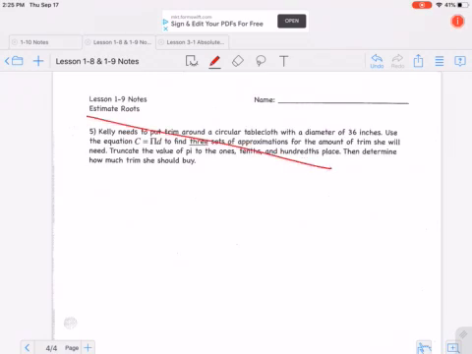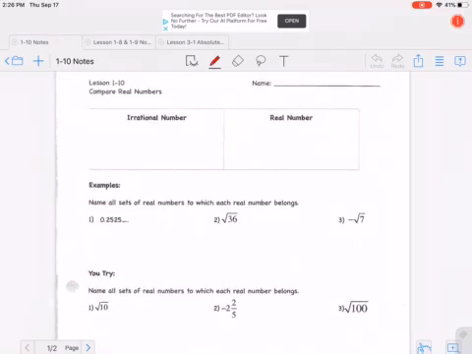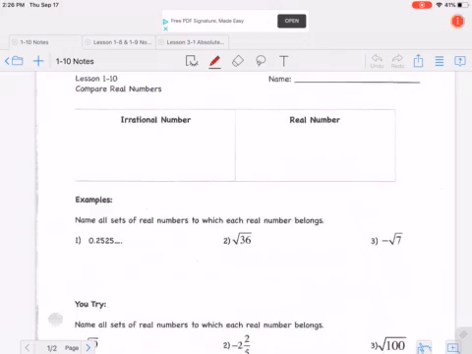And we're actually going to skip this one because I don't think it's necessary for this particular question. Okay, so we're going to finish our last notes section, 1-10. This is talking about irrational numbers and real numbers.